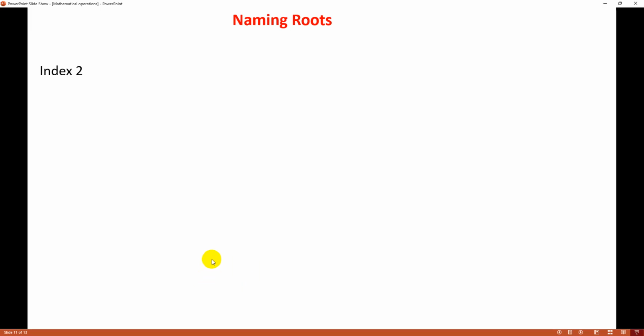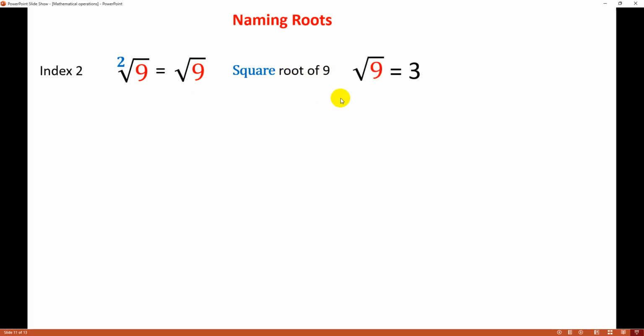Okay? When the index is 2, like in this example, right, we don't write the index. So when you don't see a number in the index, you should know that that number is 2. It's just that we are not writing it. And this is read as square root of 9, which would be 3, because 3 times 3 is 9. You're looking for a number that multiplied the index number of times, in this case 2 times, gives you the radicand, which is 9. And the number will be 3, because 3 times 3 equals 9.